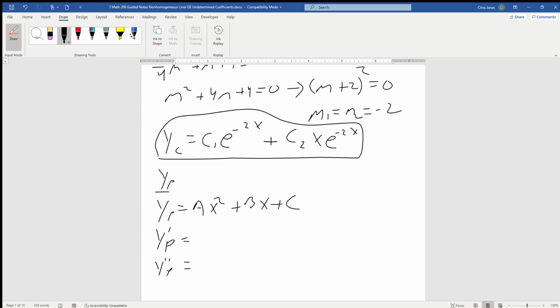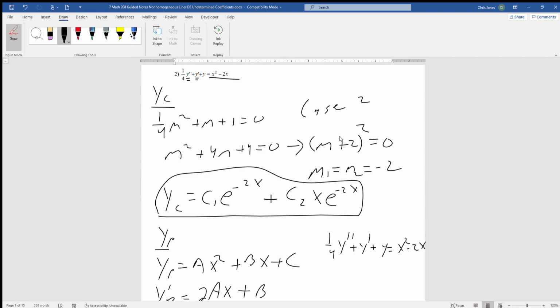The derivative of ax squared is 2ax. The derivative of bx is b. The derivative of c, nothing. The second derivative, so the derivative of 2ax is 2a. The derivative of b is nothing. We're going to substitute that back into the original 1/4 y double prime plus y prime plus y equals x squared plus 2x. Right?